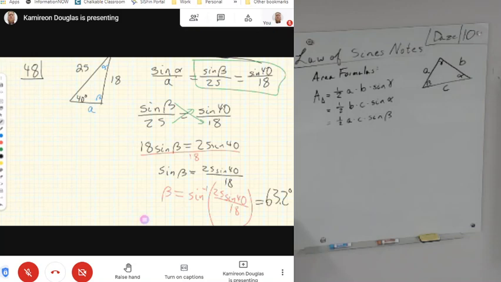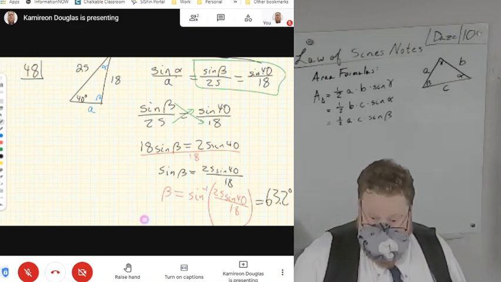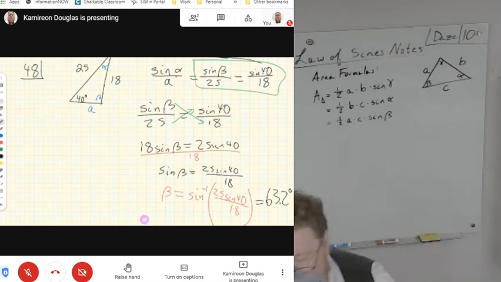It's not. We got 63.2. This number is incorrect according to the picture, but that does not mean it's not useful. Now, the law of sine works really well when you are given two angles and one side. When you are given two sides and one angle, there's usually a problem. It's possible there's actually more than one solution.